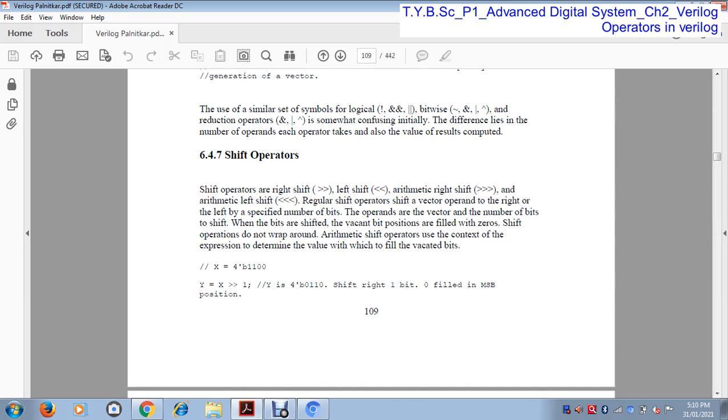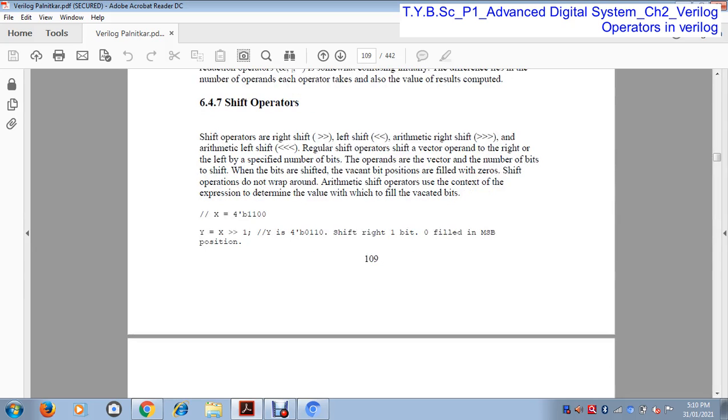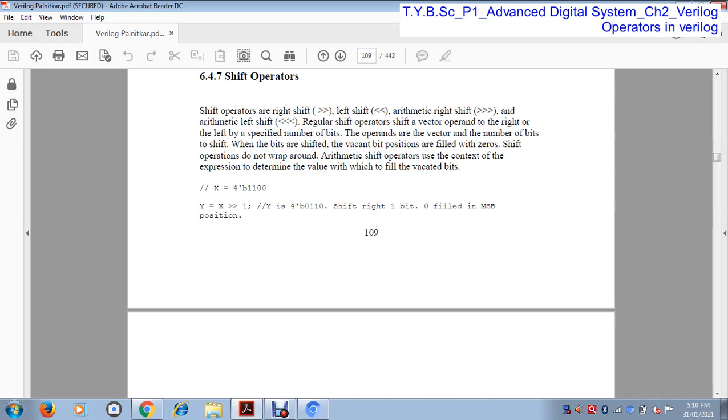Now we see how the shift operator operates. Here x is equal to the 4 bit value 1100. Here we take another operand y. y is equal to x right shifted by 1. This is the right shift operator. That means x is shifted to the right side by 1, that means x is shifted one time to the right side.